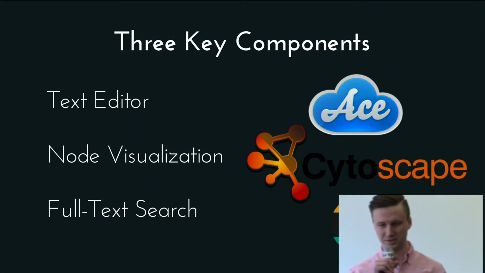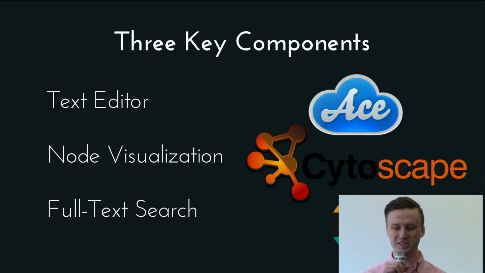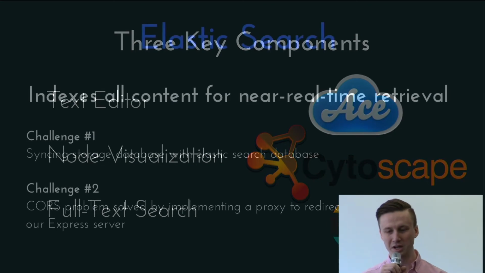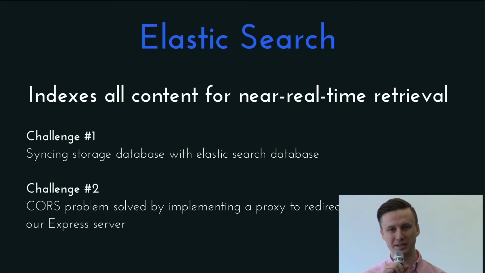Thanks, Alex. At its core, Cosmonote is comprised of 3 simple components: the ACE text editor, web visualization using Cytoscape, and full text search using Elasticsearch. The main challenge we had was taking these brand new technologies and integrating them with what we learned at Bootcamp. Elasticsearch is an integral part of our app. It indexes all the text in our notes for near real-time retrieval.